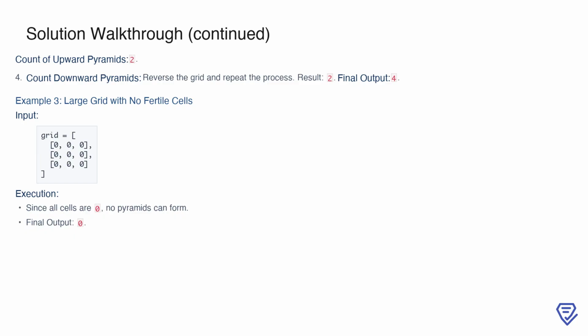For the final example, we examine a grid where all cells are 0. Since no fertile land is available, no pyramids can form, and the output is 0. This demonstrates how the algorithm handles cases with no fertile cells effectively.